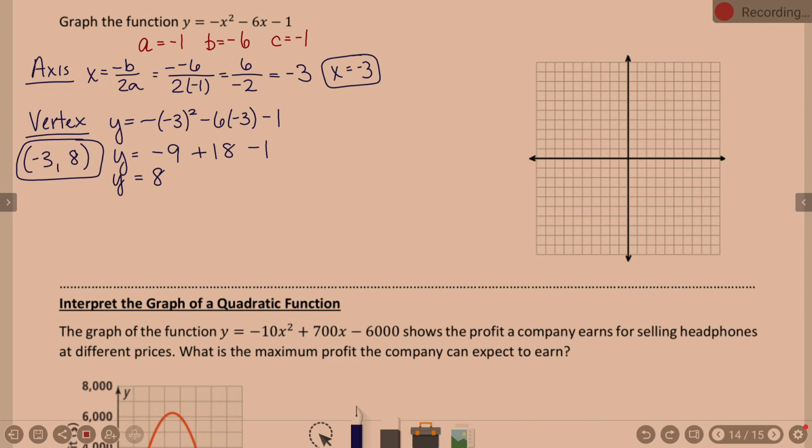Okay. What else do I need to graph? I need my y-intercept. You want the long way or the short way? Short. What's the short way? 0. My c is negative 1, so my y-intercept is negative 1. And it's not even that you have to write it as an ordered pair, guys. Just knowing the y-intercept is negative 1 is good enough.